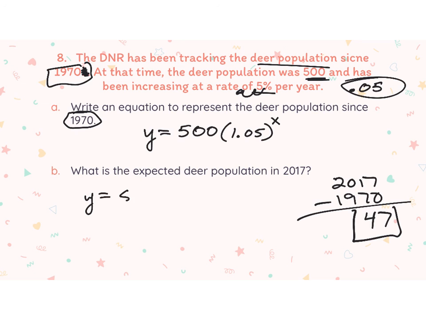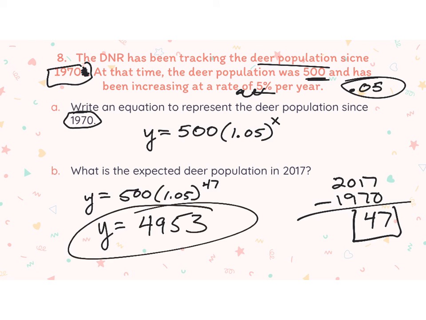So what is the expected deer population? I'll do 1.05 to the 47th power. 1.05 to the 47th is a number around 10. I multiply by 500, and we're going to know that there were now 4,953 deer for the expected population in 2017.